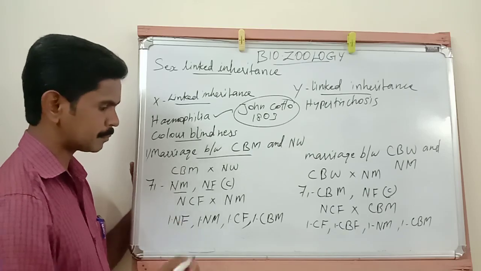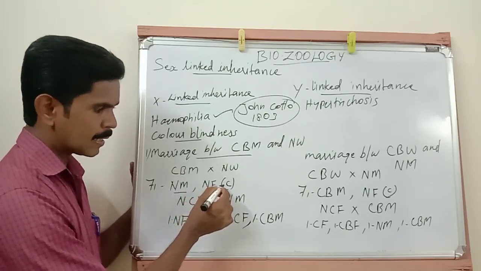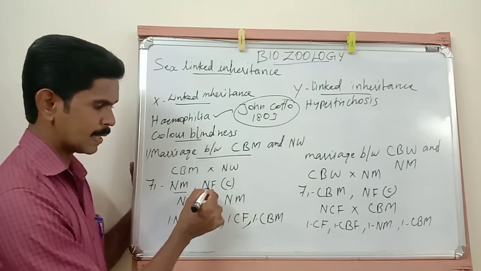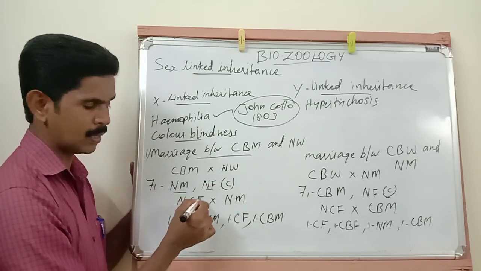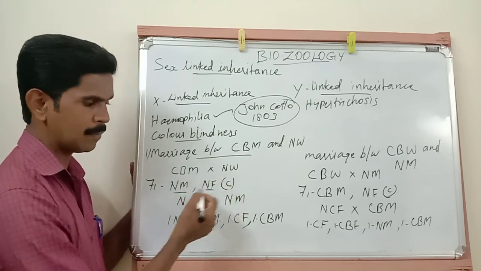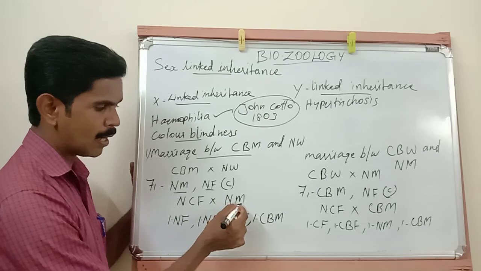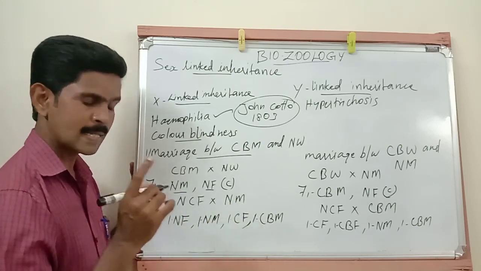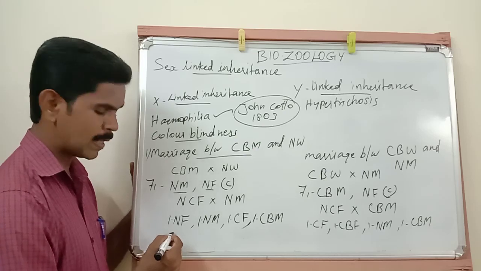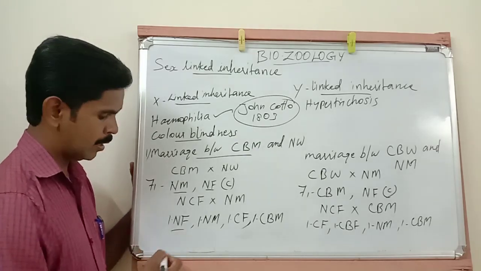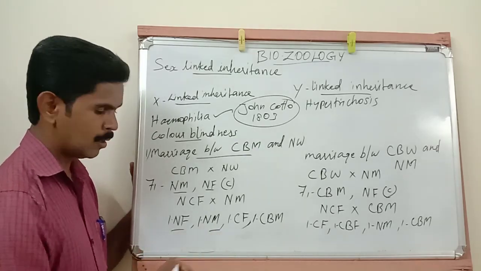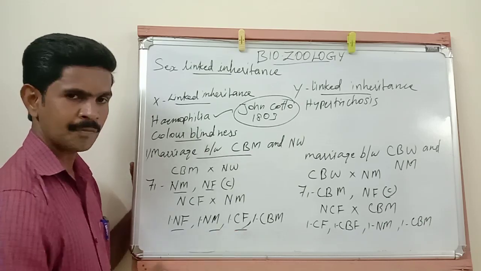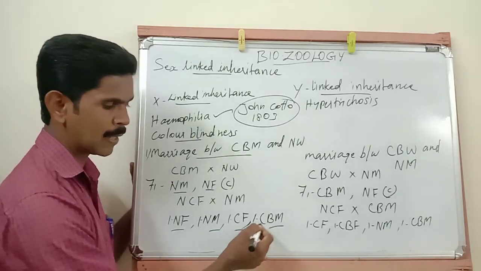Then the next step. When this F1 generation carrier female marries a normal man, in the next generation there is a chance for the production of one normal female, one normal male, one carrier female and one color blindness male.